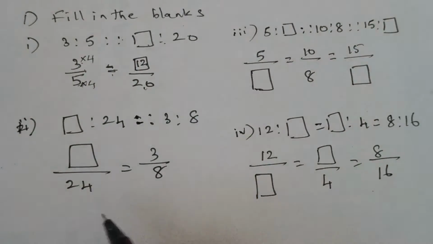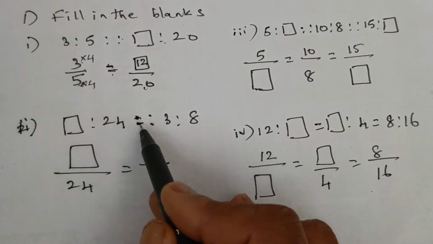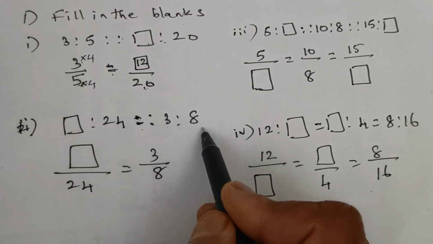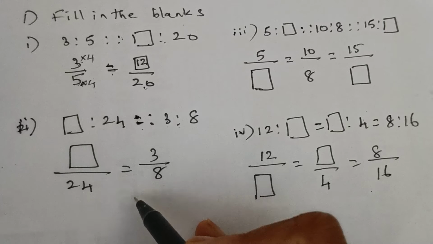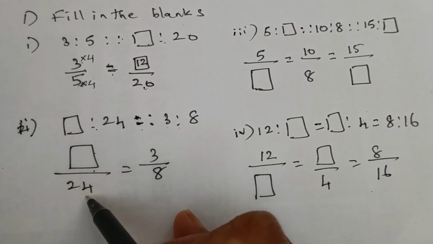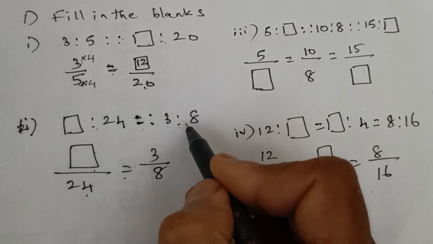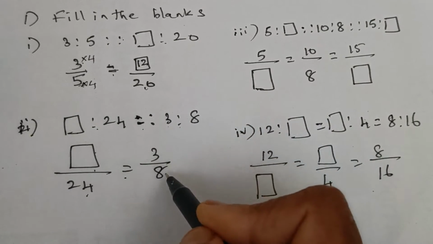Next is dash is to 24 as 3 is to 8. Now we'll write them as fractions. Dash is to 24 means dash by 24. Instead of as, you put equal to. 3 is to 8 means 3 by 8.